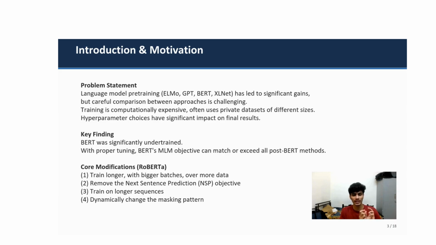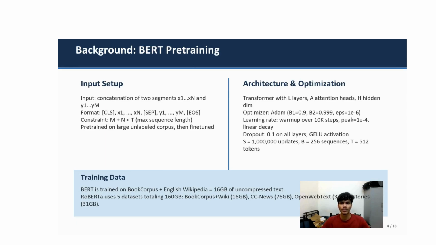So instead of designing a new model, the authors asked a simple question: what if we train BERT properly, using better data, longer training, and improved strategies? This led to the development of RoBERTa, which focuses on maximizing the performance of the same architecture through better training practices.